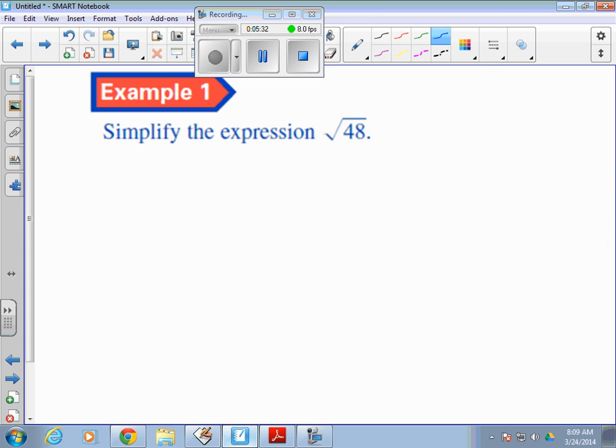Take a minute to do square root of 48. Again, think of your perfect square factors.